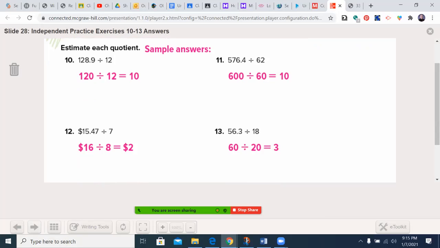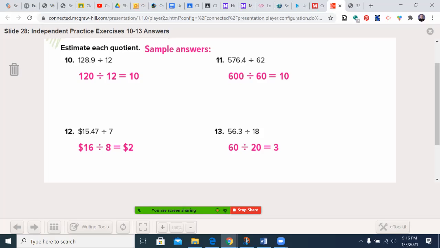128.9 divided by 12. I changed that to 120 divided by 12. Gave me 10. Another way could have been 130 divided by 10, which would have given me 13. 576.4 divided by 62. I bring this down to a 60. I need something that 6 will go into. 6 goes into 6, so I rounded that up to 600. 600 divided by 60 is 10.